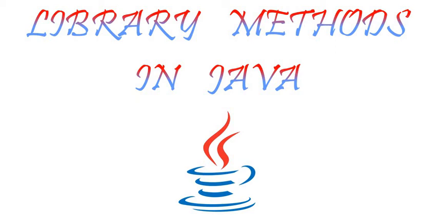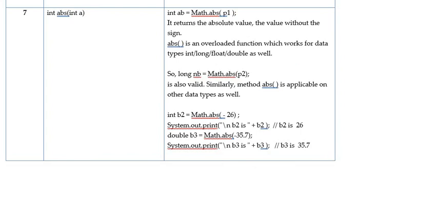Hello, library methods in Java continued. And it is ABS. ABS is for absolute value. Absolute value is what? It is the value of a number irrespective of its sign.